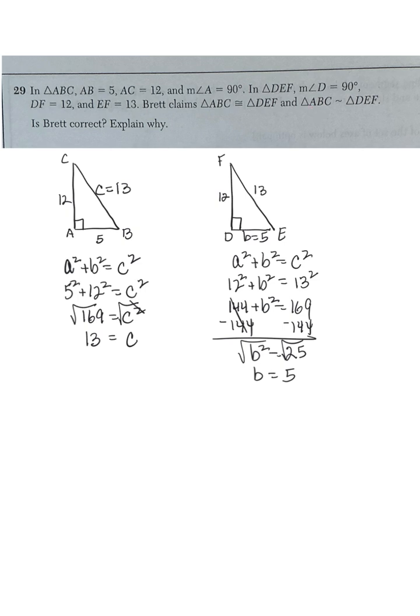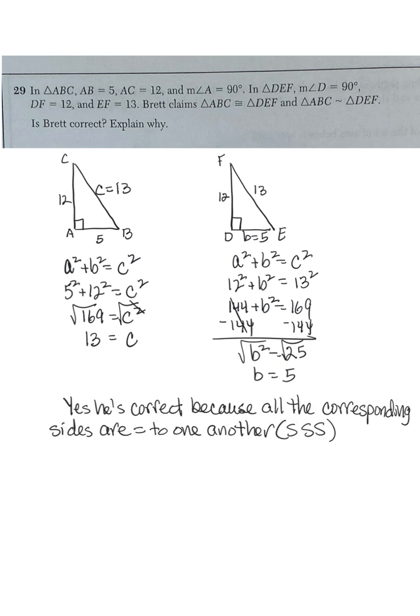Now, explain why. If you can't remember it, you can kind of fake it, but basically this is side, side, side, if you remember that, okay? If you don't remember it, you're going to say, yes, the two triangles are equal because all the sides are equal to one another, okay? Something to that effect is fine. Okay, all the corresponding sides are equal to one another. And you could say side, side, side. That would be quicker if you remember it.